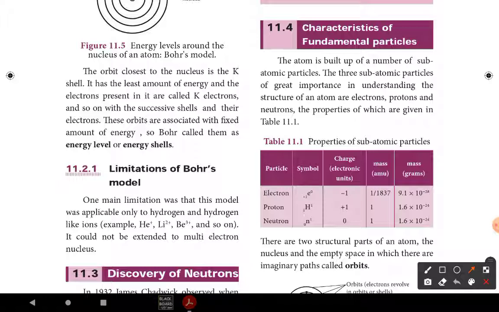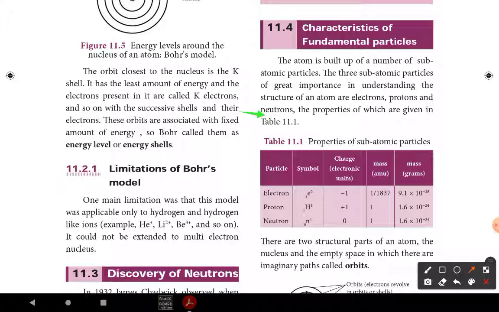Okay, so an atom is built up of a number of subatomic particles. The 3 subatomic particles of great importance in understanding the structure of an atom are electrons, protons and neutrons, the properties of which are given in the table. They have discovered a lot more now. There are even tinier particles. There are other particles which are also subatomic particles.